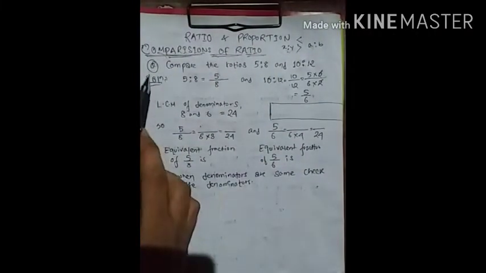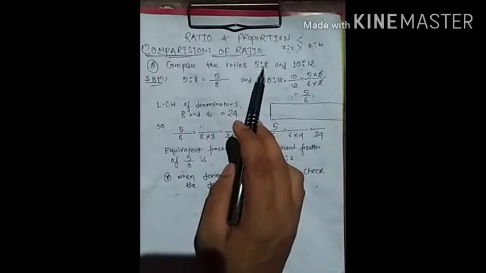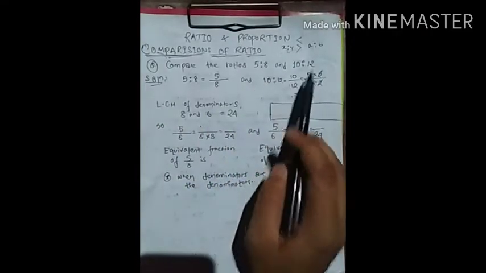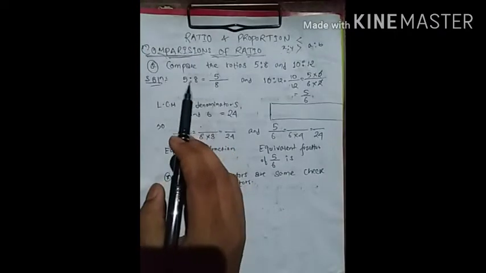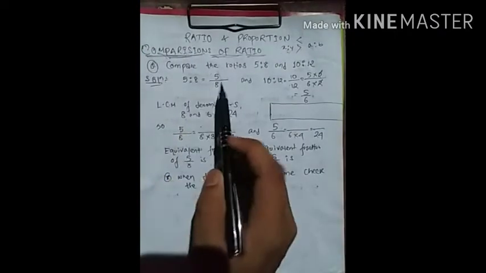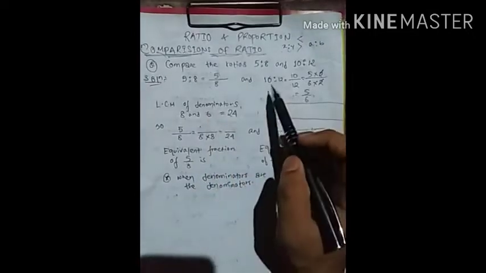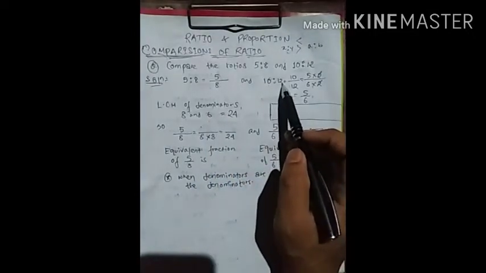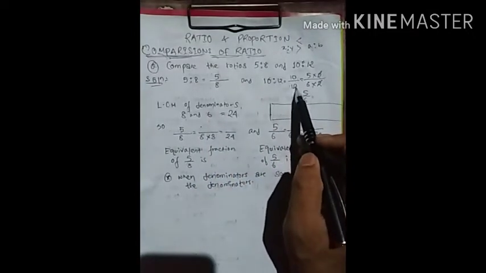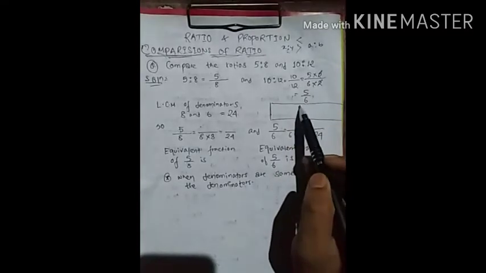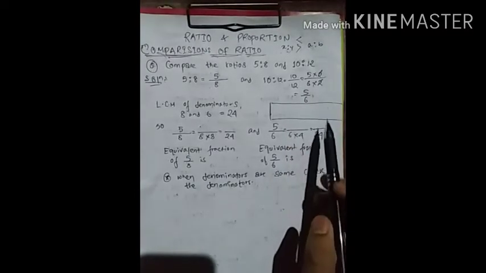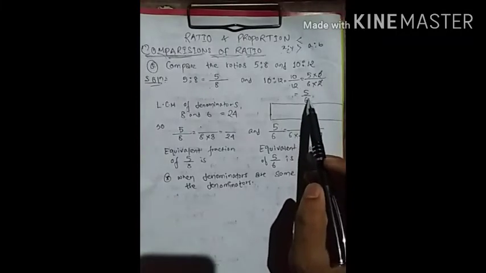For example, the question is: compare the ratios 5 is to 8 and 10 is to 12. Now 5 is to 8 can be written as 5 by 8, since a ratio can be expressed in the form of fractions. Similarly 10 is to 12 can be written as 10 by 12. Now see, 10 by 12 is not in simplest form, that means the HCF of 10 and 12 is not equal to 1. So we will convert it into simplest form.